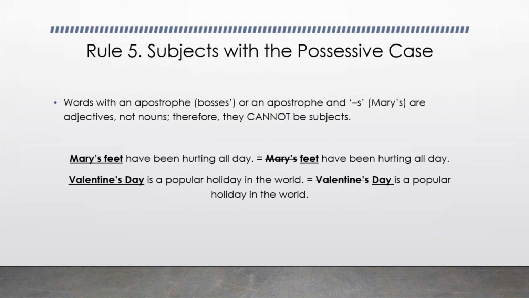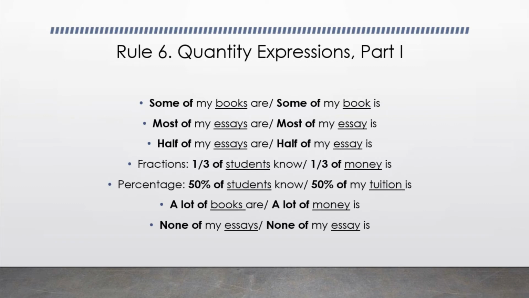Rule number 5, subjects with the possessive case. Words with an apostrophe or an apostrophe and s are adjectives. They're not nouns anymore. Therefore, they cannot be your subjects. For example, Mary's feet. The subject is feet, and Mary's is just an adjective. Feet is plural, therefore the verb is have. Valentine's Day. Valentine's is an adjective, therefore day is singular. That's why you have the verb is.